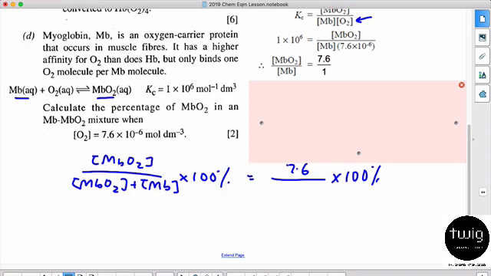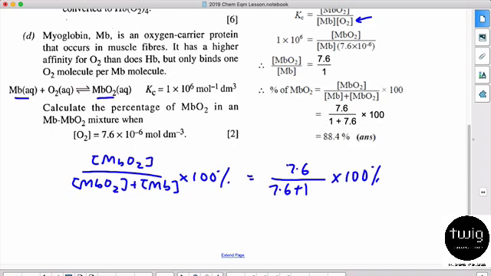The denominator will be 7.6 plus what? Plus 1, yeah, total. Then you multiply by 100% and you get 88.4%. It's just the ratio. Does it make sense?